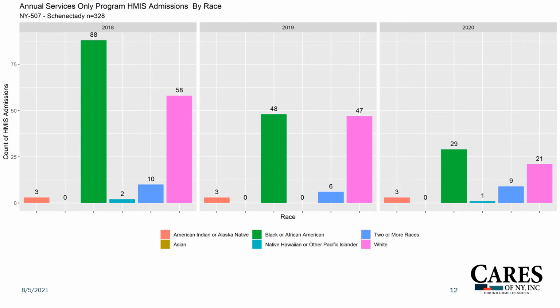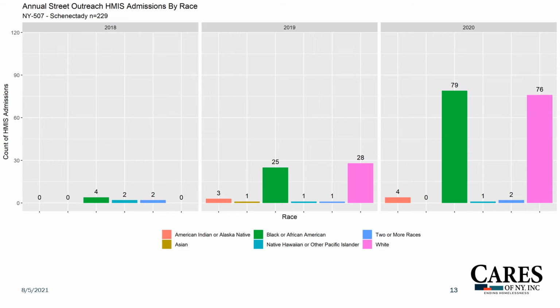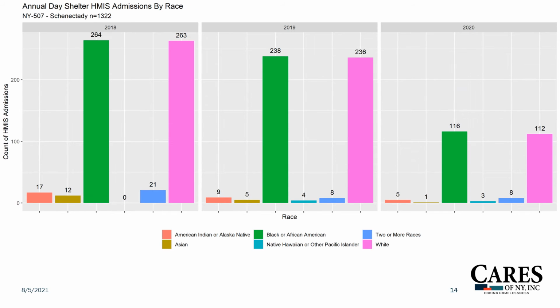In this visualization, we see the decline in total admissions in services-only programs, year over year. However, across all 3 years, Black or African American client admissions exceed white client admissions. In street outreach programs, it appears we're seeing the impact of a new program in the community with the increase in total admissions each year. In street outreach, there is almost a 50-50 ratio between new admissions of Black or African American clients and of white clients. In our day shelter programs, we saw a decline in admissions in each year, but the most significant impact was seen in 2020.